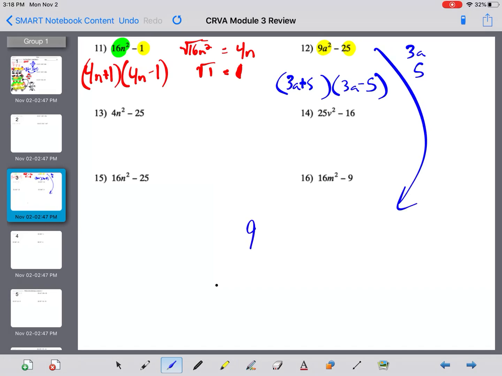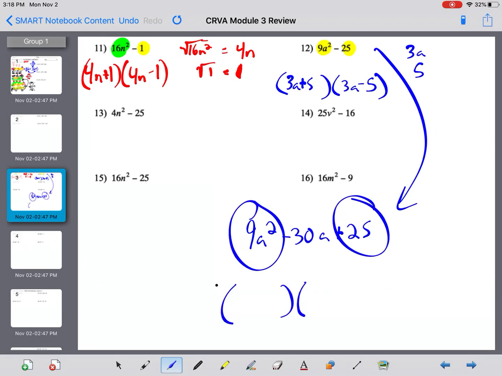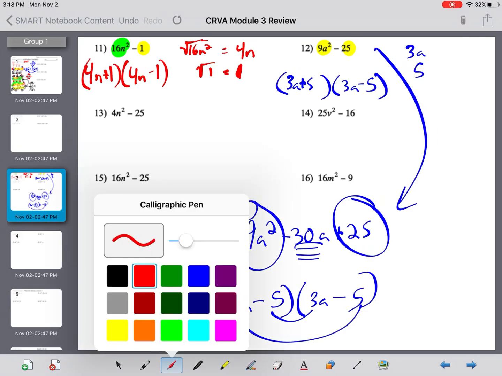But what I'm trying to get at here, folks, is say we had 9a squared minus 30a plus 25. You can square root this and you can square root that into 3a and 5. But here you'd want both of these signs to be negative, because when I do this and I check it, I still get the 9a squared and I still get the positive 25, notice. But here I get negative 15a and here I get negative 15a, so that's negative 30a.